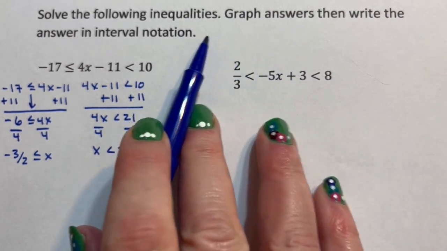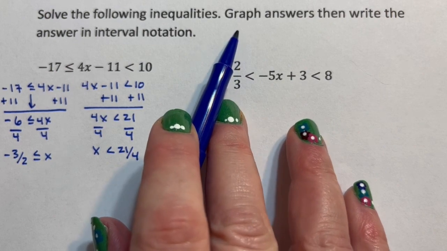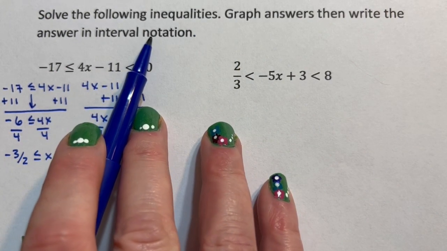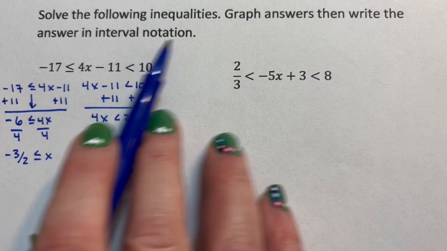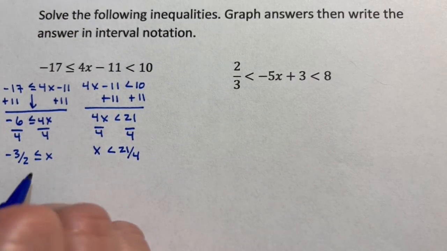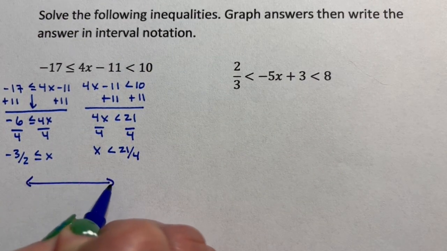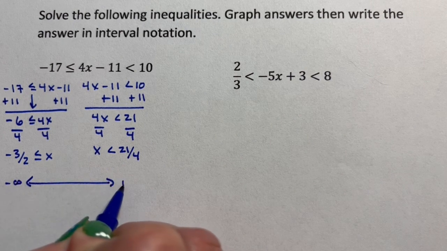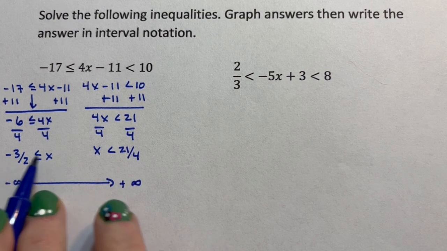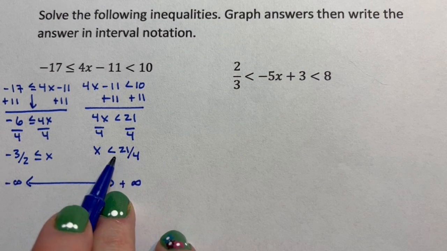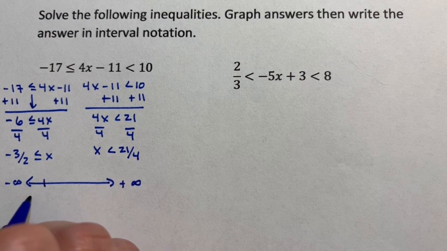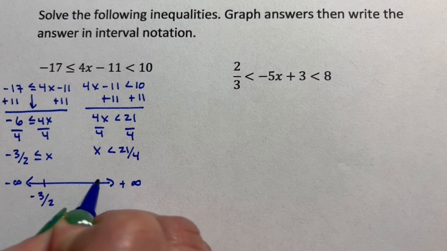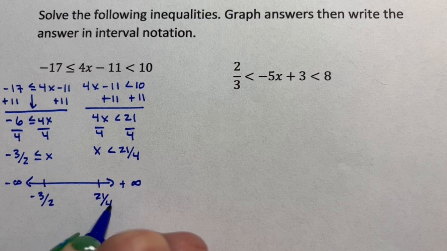All right. Next, it says graph answers. Even if graph answers was at the end, I would probably graph before doing interval notation. I just find it's a lot easier to follow when I graph first. I'm going to put down a number line with negative infinity and positive infinity. I'm only going to put these two numbers on my number line. I don't need all the rest of the tick marks. I don't need 0. I'm just going to put negative 3/2 and 21/4.